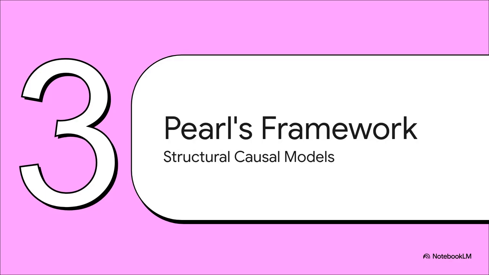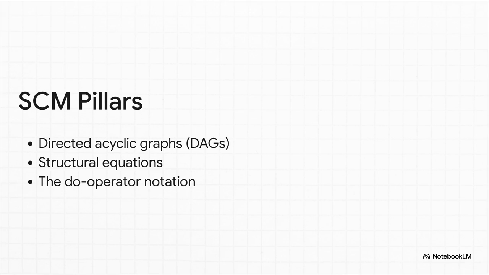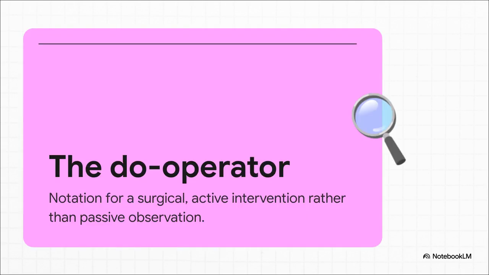Section 3. Pearl's framework. Now, Judea Pearl approached this exact same problem, but he used the highly visual language of artificial intelligence and structural models. His framework rests on three distinct pillars that make up structural causal models, or SCMs. We're talking about directed acyclic graphs, or DAGs, structural equations, and something called the do operator. Together, these pillars explicitly map out the exact data-generating mechanisms of the physical world. The do operator is really Pearl's signature mathematical contribution. It's a mathematical notation that represents a surgical, active intervention.